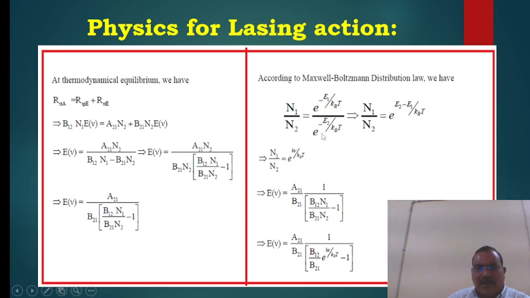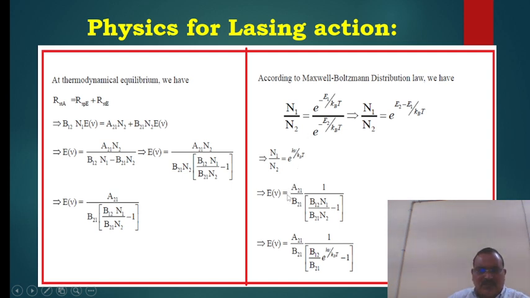For N2 I am writing exponential of minus E2 upon kBT, and this gives N1 by N2. Then you have E2 minus E1, which is the energy difference between the two states or two bands, generally h nu. So in the next step, N1 by N2 is exponential of h nu by kBT. This is in accordance with the Maxwell-Boltzmann distribution law.